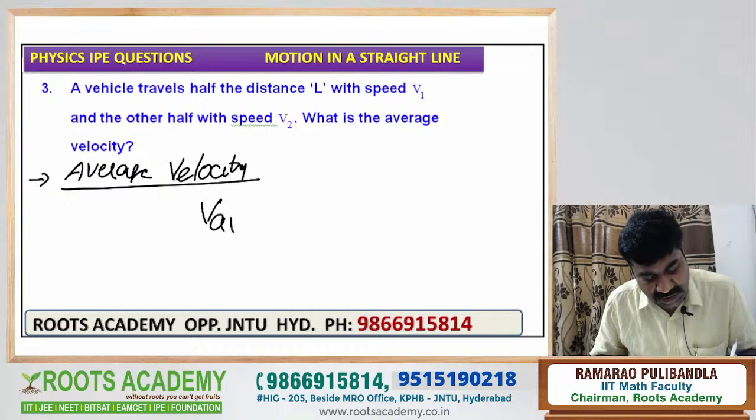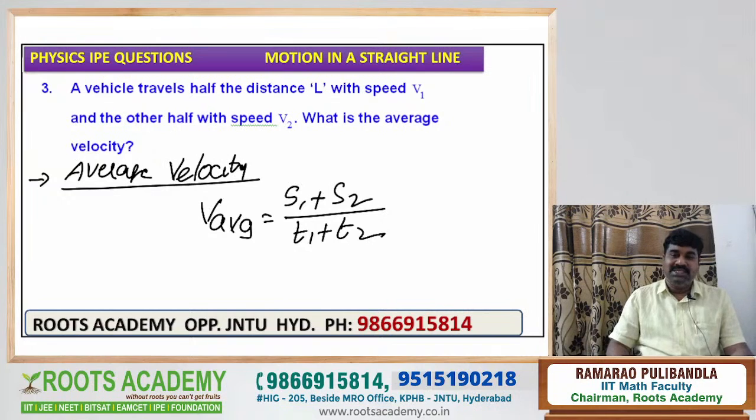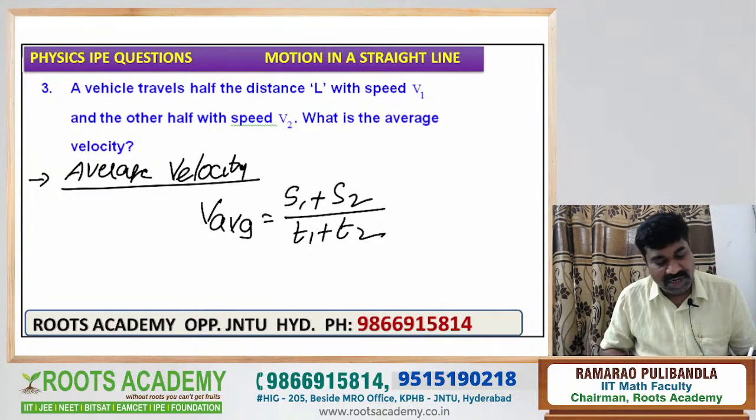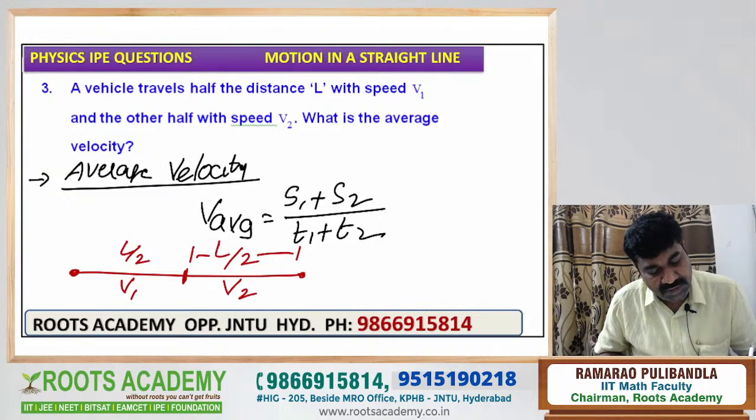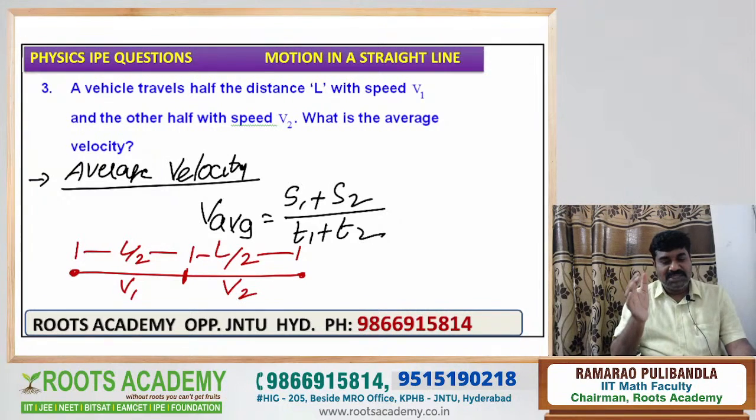V average is equal to, what is the formula? Total displacement by total time taken, that is called the average velocity. Here the total distance is nothing but L. Here the first half of the distance is with a velocity v1, the second half of the distance with a velocity v2. Then what is the average velocity?